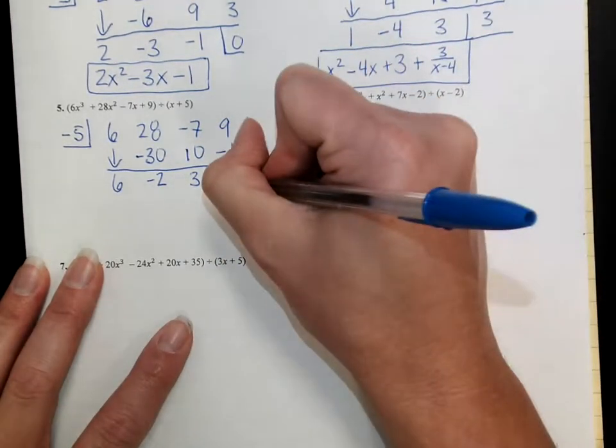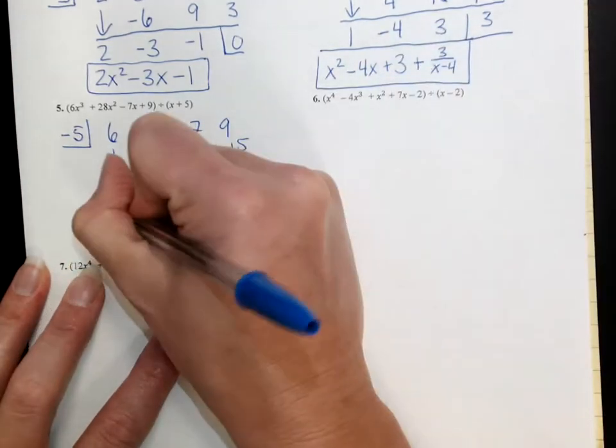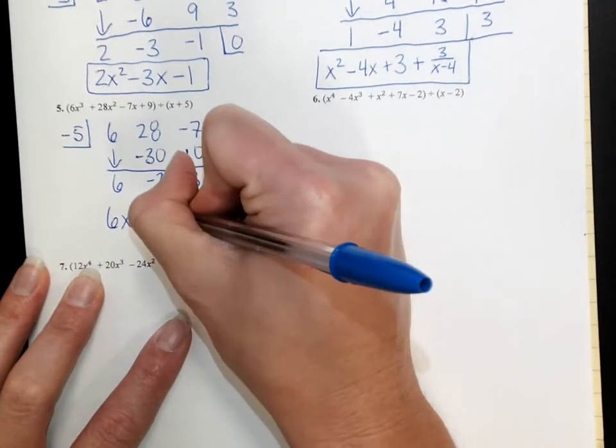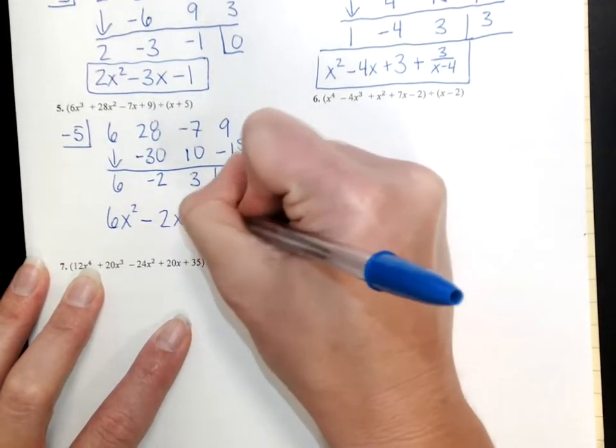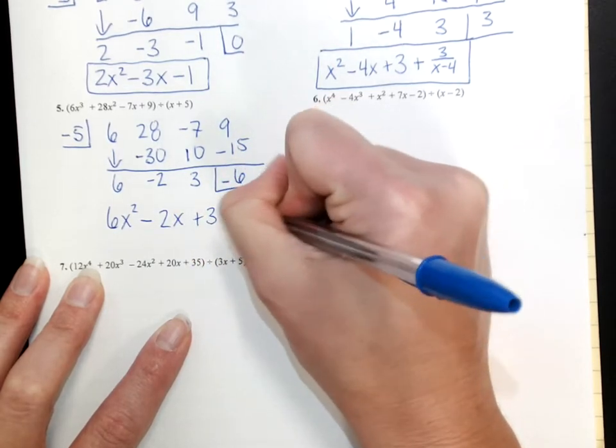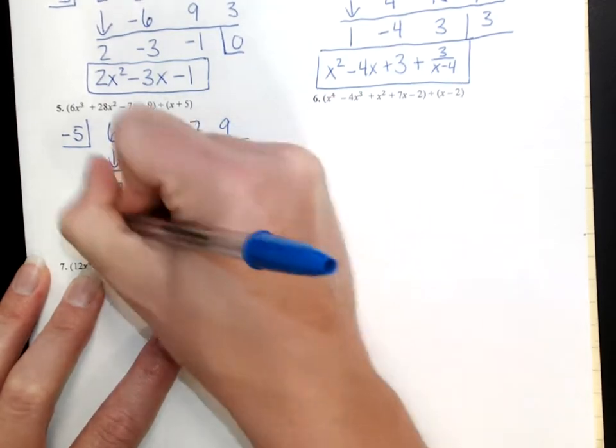9 minus 15 is a negative 6. Again, I can fill in my coefficients, or my variables. Again, minus 6 over x plus 5.